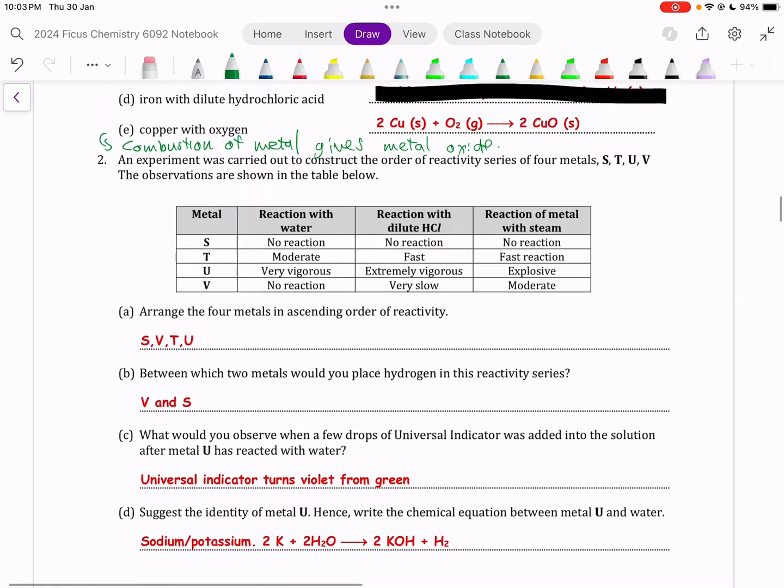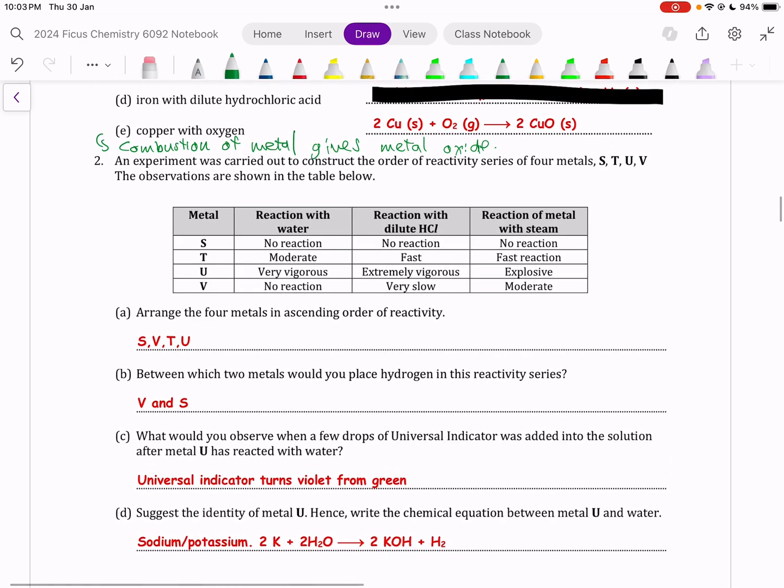The next one I think is a quick example on looking at reactions with the various metals. So usually the tip here is if you are looking at acid, it will help you to see the least reactive one. Usually at the bottom, they won't react with the acid. Like for example, S is confirmed number 4 because there is no reaction with acid. Then fast, extremely vigorous, very slow. So looking at this, V should be number 3.